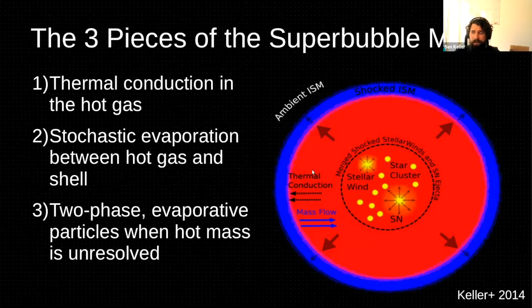Because that thermal conduction can heat the inside of this shell, it can then drive a mass flow that evaporates it. And finally, for the earliest stages of feedback, when the bubble itself has very little mass, much less than a single gas particle, we allow it to become two-phase so that this cold swept up shell and hot bubble can be tracked separately without mixing them together and giving you, again, this overcooling problem.